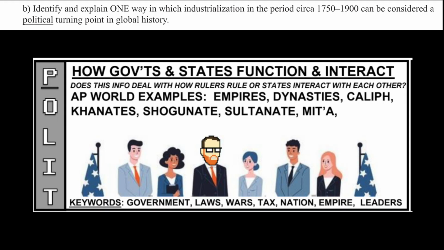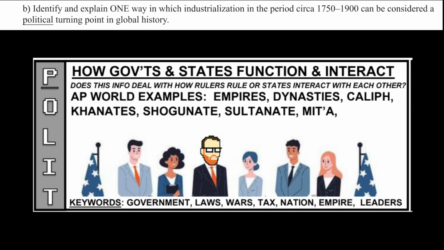For B, they want that political turning point. Political just means what states or leaders are doing. This could be war, this could be expansion, this could be taxes. Whatever the government or empire or state is up to is political. So that last point I mentioned for A would actually work here too.